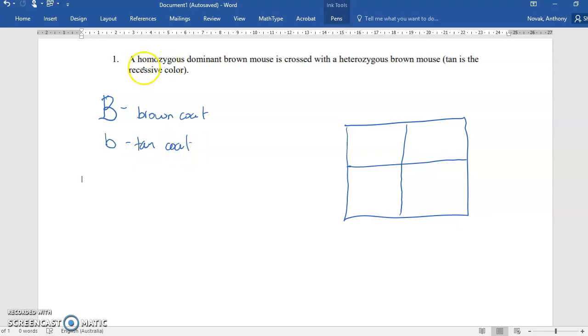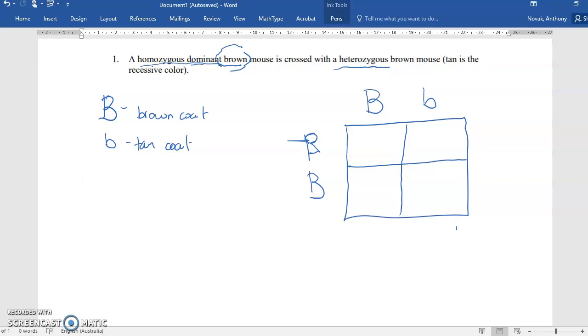Step 2 is the parents. Now we have a homozygous dominant brown mouse. And you can either do it on the top or to the side. Homozygous meaning the same, and it's dominant brown. So that's capital B, capital B. And the other parent was heterozygous, which means one of each, capital B, little b. That's step 2.